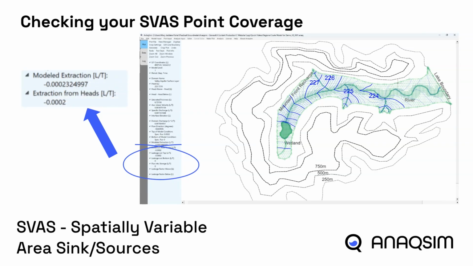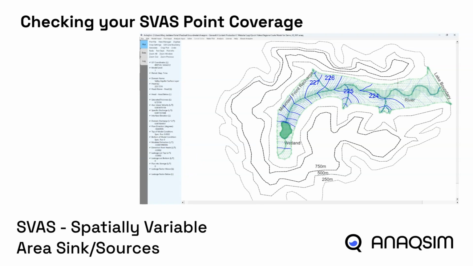The first value, modeled extraction, is what Anaqsim calculates based on your SVAS setup. The second, extraction from heads, is what we expect based on the head differences and vertical conductivities in the model. You'll notice that these values update as you move your cursor around the domain, making it easy to make quick spot checks anywhere in your model. If they match closely, great. If not, you may need to adjust your SVAS spacing.